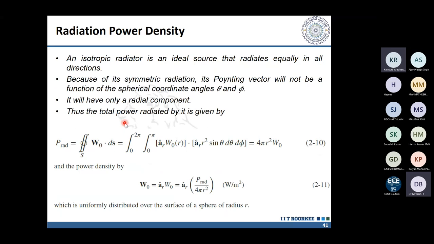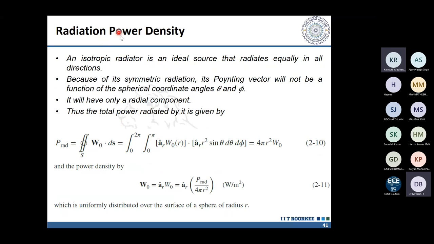Okay, let us calculate for isotropic power, isotropic antenna. Why are we solving it for an isotropic antenna? Because, first, it is a reference. It is used as a reference for most of the practical antennas. Second, it is the simplest antenna, which is easy to calculate. It gives you an idea of what's happening. So that's why we are taking an isotropic radiator. So, isotropic radiator, we want to calculate.